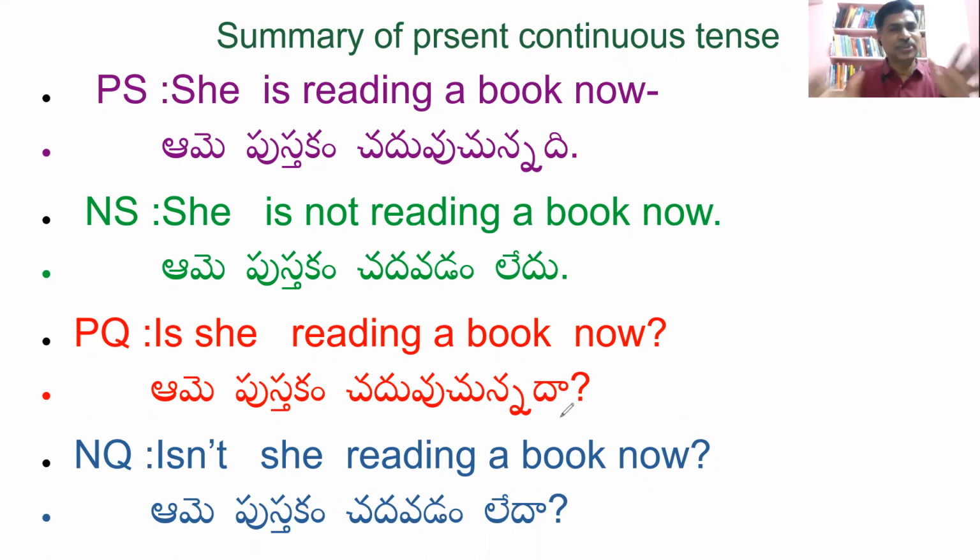Is not she reading? This is the present continuous tense, 4 sentences. So here the B form is showing as the present tense. To make it past tense, this is replaced with was. That's all. She was reading a book then.